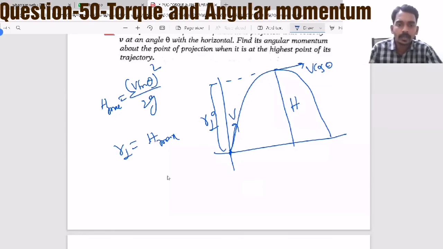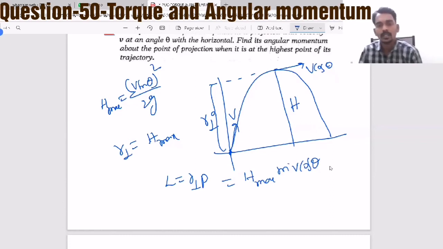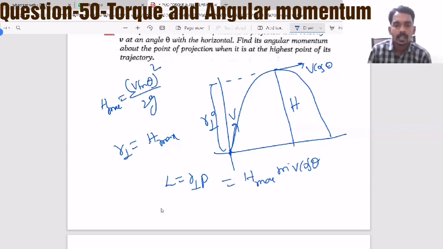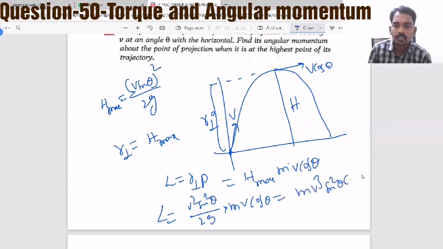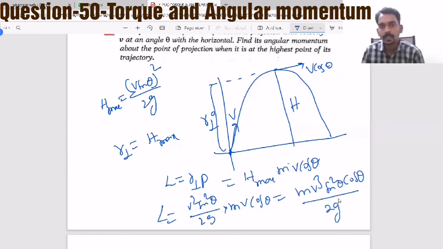Then what is the angular momentum formula? I said r perpendicular into p, nothing but h maximum into m into v. V is how much at that point? V cos theta. So you substitute the h maximum value, then you will get the answer. H maximum is v square sin square theta by 2g, times m into v cos theta, equal to m v cube sin square theta cos theta by 2g. So this is the angular momentum of the projected body at its highest point.